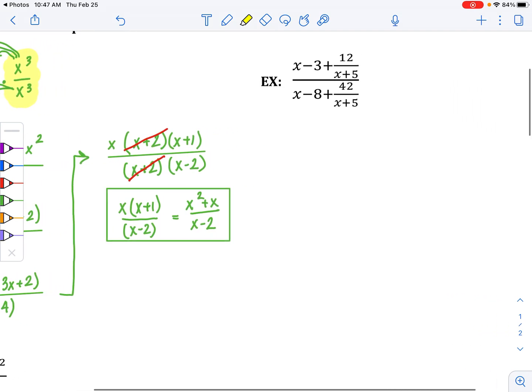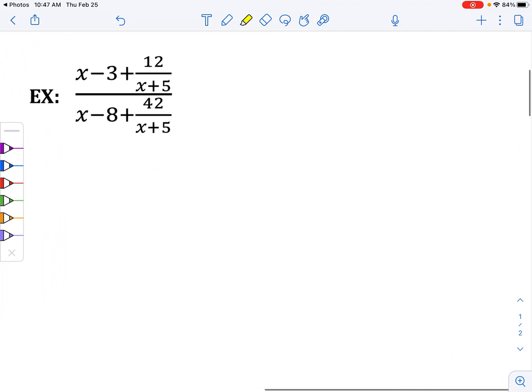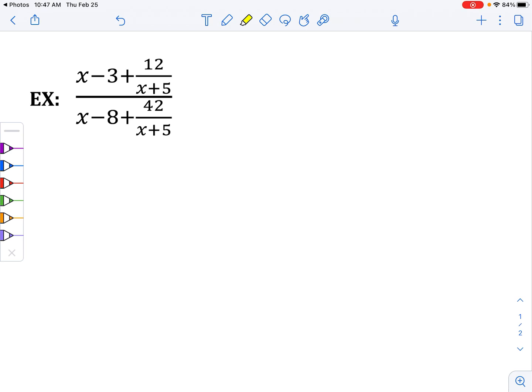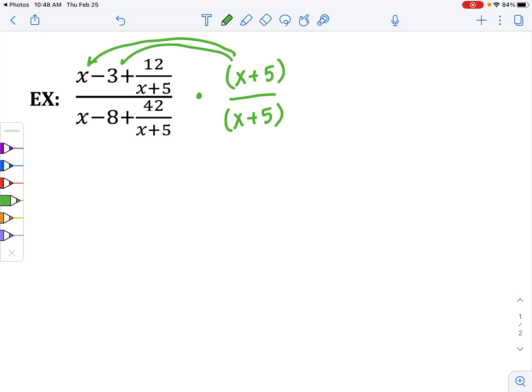Okay. Looking at our next example. Here, our denominators are the same. They're both the binomial x plus 5. So actually, I can just multiply the top and the bottom by that binomial, and hopefully things will start canceling out. Keep in mind, every term has to be multiplied by x plus 5.